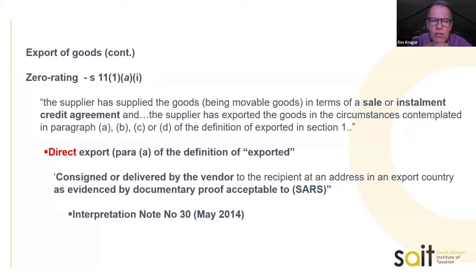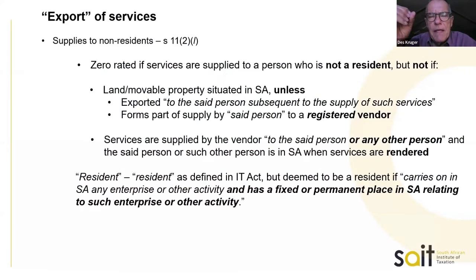So often that's overlooked, and this is a happy hunting ground for SARS, because what it's saying is if you don't have this documentary proof that is acceptable to SARS, you don't have zero rating. This zero rating doesn't apply if those services are rendered directly in connection with land or movable property that is situated in South Africa at the time the services are rendered. That's the first exclusion. But there are two exclusions to that exclusion, and those will get you back into the zero rating. So in those circumstances, where the goods in respect of which you've directly rendered your services are going to be exported to the recipient after you've rendered the services.